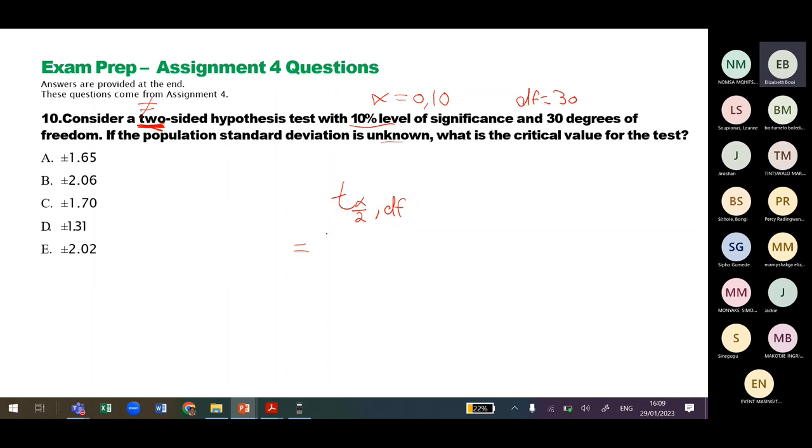So you are told your t alpha is 0.10 divided by two, and you are told what your degrees of freedom is in the statement. So your t of 0.05 and 30, it means you need to go to the t table.